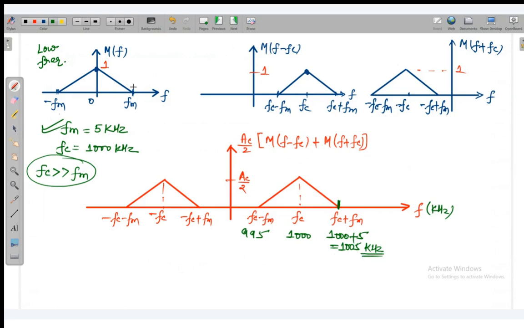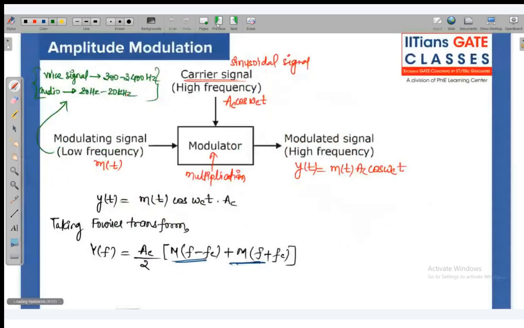So previously the message signal had a maximum value up to 5. After modulation it is 1005. So now we can say that we have converted our low frequency into high frequency. Clear? Is it clear through the diagram? The low frequency is shifted to high frequency. Now, what are the advantages of doing this?